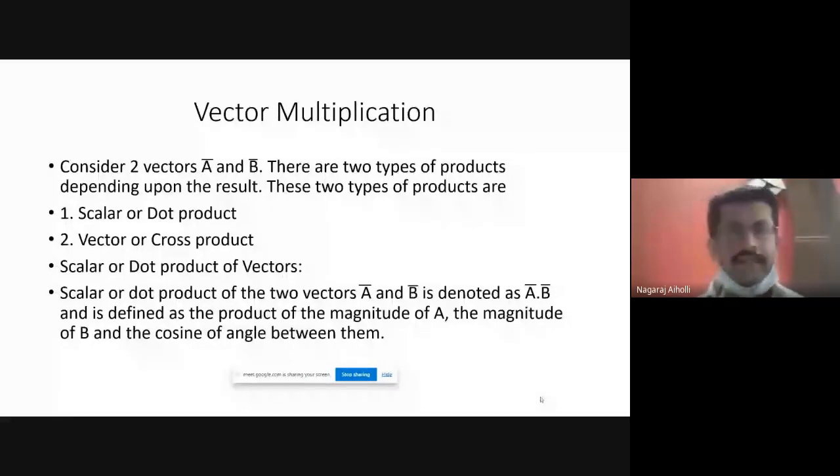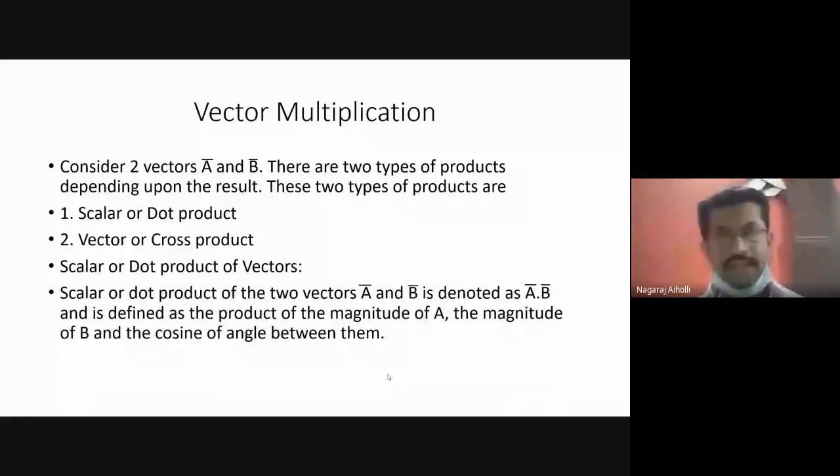Okay, fine. Today we'll be continuing with the vectors that we had started earlier. The first topic that I'll be starting with is vector multiplication. How to multiply the given two vectors? Consider two vectors, a bar and b bar, and we want to multiply these two vectors. The multiplication of these two vectors results in some product, some result.